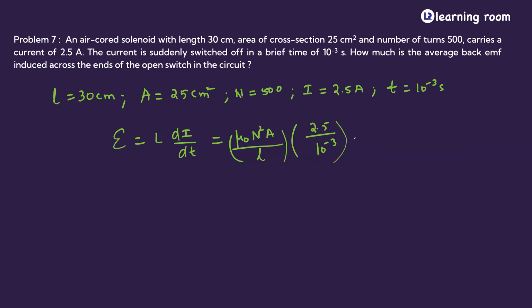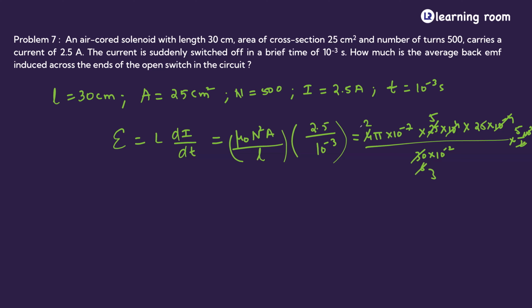Right? What is the value of mu naught? It is 4 pi into 10 power minus 7 into n square, which is 500 square, 25 into 10 power 4. Into A, which is 25 centimeter square, so 25 into 10 power minus 4. The whole divided by L, which is 30 into 10 power minus 2, into di by dt, which is 2.5 into 10 power 3, that is 5 by 2 into 10 power 3. So 10 power minus 4 and 10 power 4 will get cancelled. So 25 will go 5 times, this will go 6 times, this will go 2 times, this will go 3 times, and 2 and 2 will get cancelled.